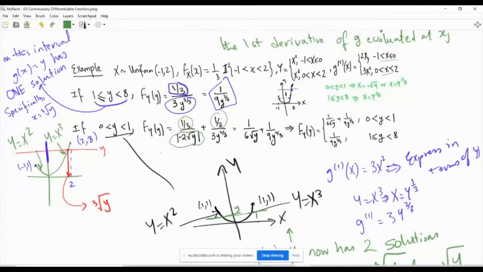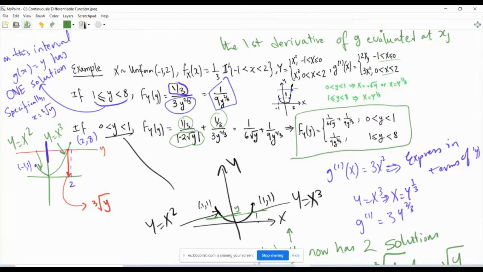Very important, because it's a typical mistake to forget this absolute value. You must have this absolute value. Okay, so now we have two terms, and then you can combine them or write them whatever way you like, and this is the PDF of y.